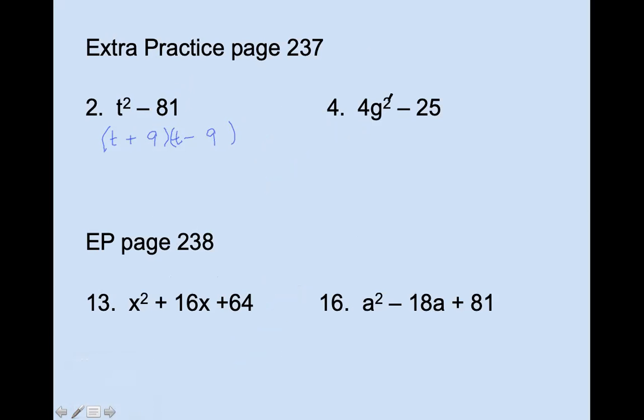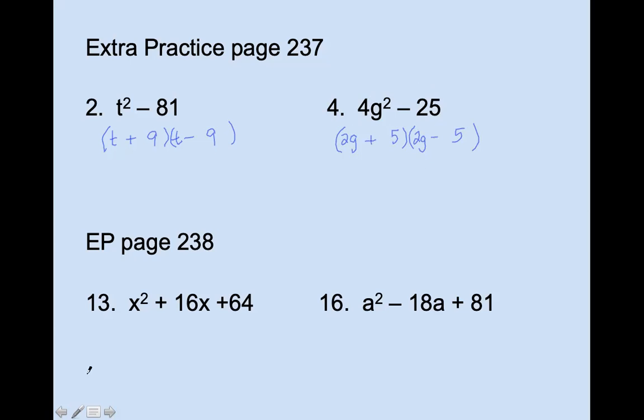All right, this time, same thing, no middle term. I put my parentheses. What do I square to get 4? 2g. 2g times 2g. What do I square to get 25? 5 times 5. And again, I need one positive and one negative.